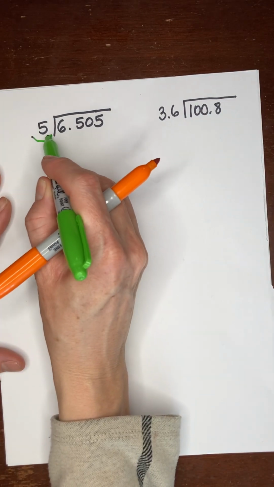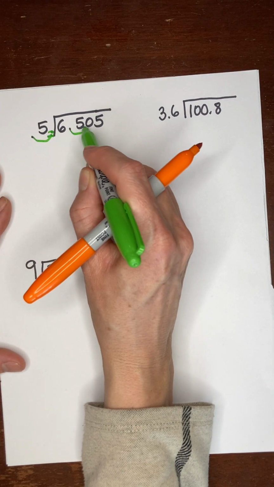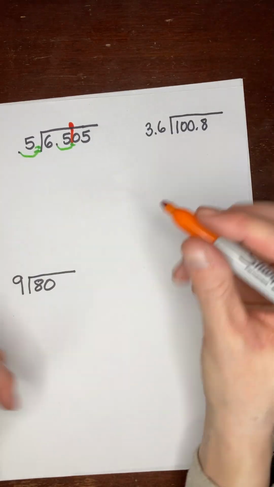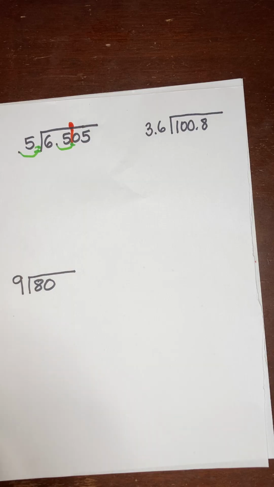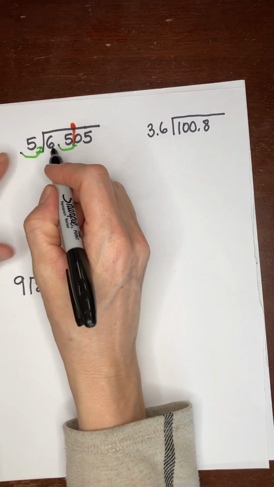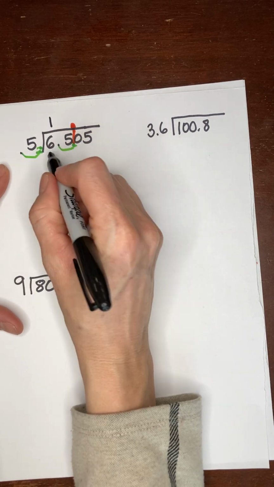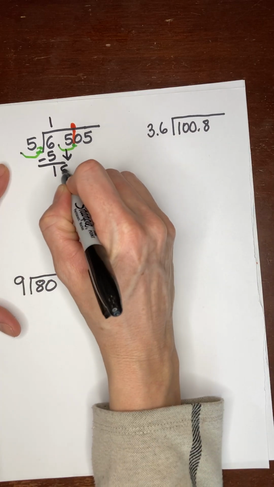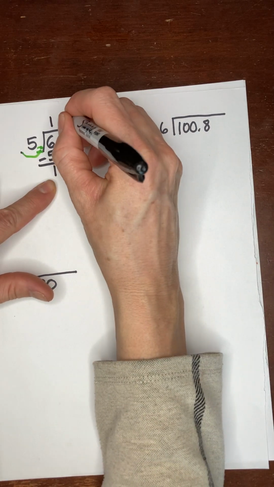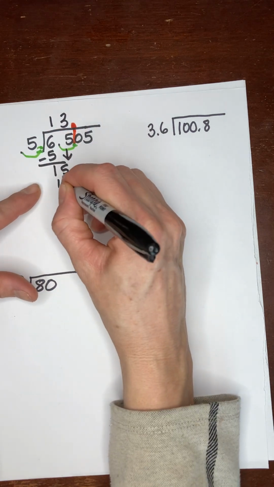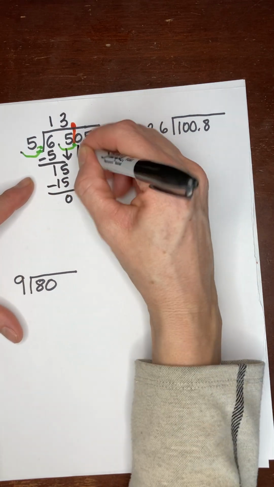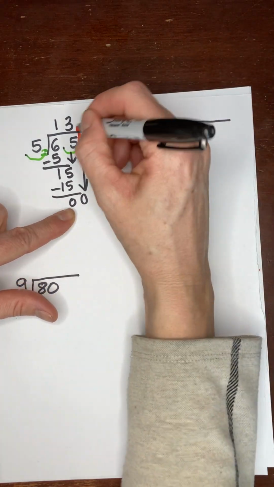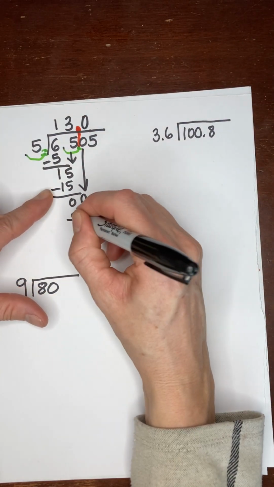All right, we're going to move one. Now we're going to float it. It goes up here, and now we're going to solve it. Okay, 5 into 6 is 1. 1 times 5 is 5. There's 1 left over. Bring down the 5. 5 goes into 15 3 times. 3 times 5 is 15. Then 0. 5 goes into 0 0 times. 0 times 5 is 0.